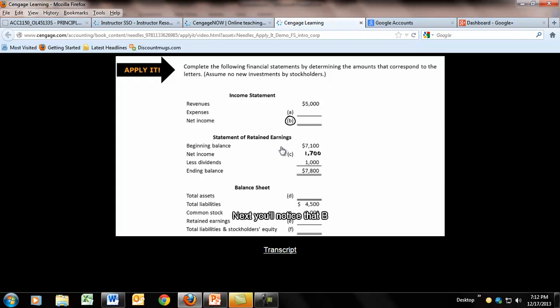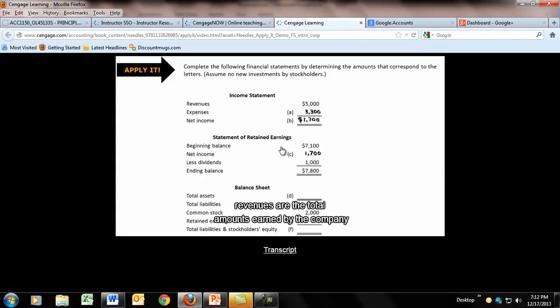Next, you'll notice that B in the income statement is also net income, meaning they are one and the same. So we can plug the same number, $1,700, into the income statement for letter B. Revenue minus expense equals net income. Thus, we can subtract the net income of $1,700 from revenues of $5,000, and we will be left with expenses of $3,300.